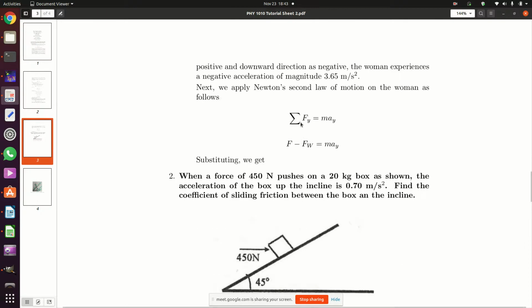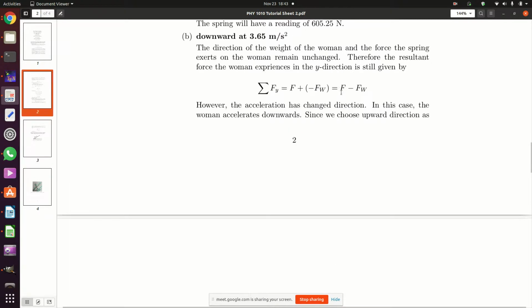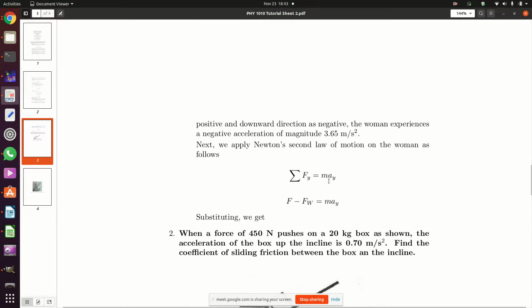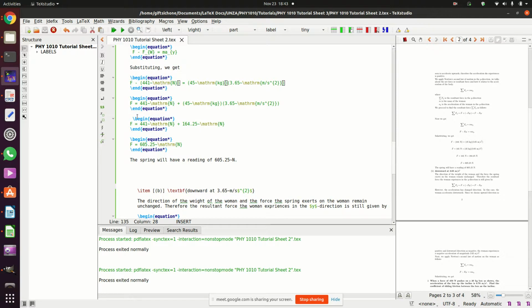The sum of the forces in the y direction, we have this bit, it remains unchanged. That's what you have here. Then that. Then you've got this bit. So the one it ends, that is this. And that is that. So when you do the substitutions, the only change now is the acceleration.